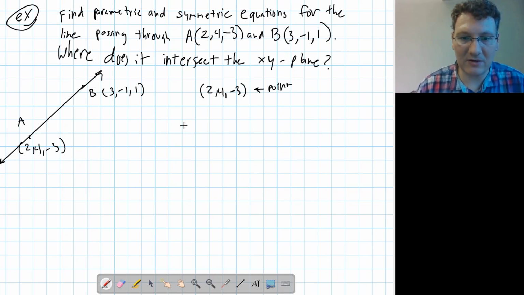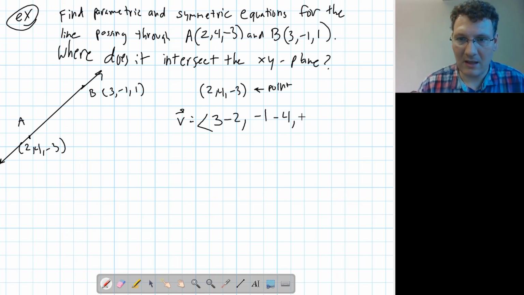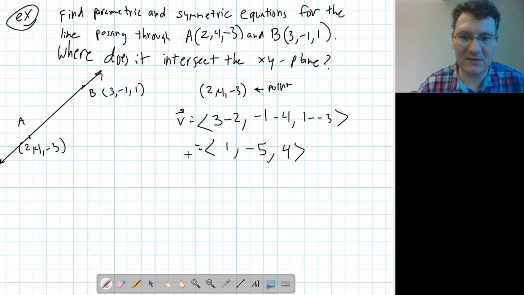And for the vector, we need to find a vector that goes from A to B. And so we're going to take the coordinates of B minus the coordinates of A. So we have 3 minus 2, minus 1 minus 4, and 1 minus minus 3. So this is going to give us 1, minus 5, and 4. This is our vector v.